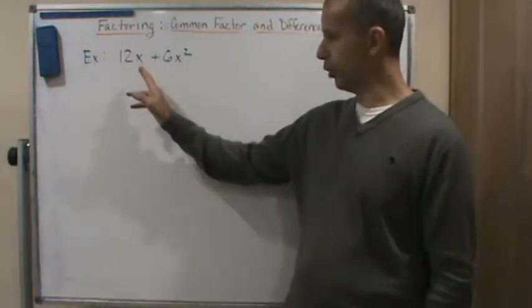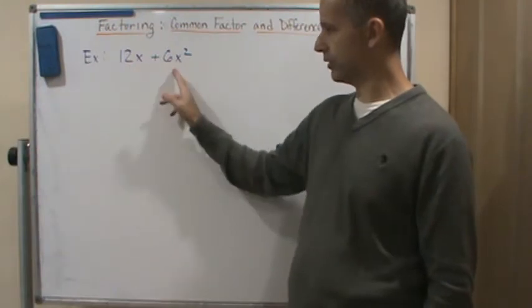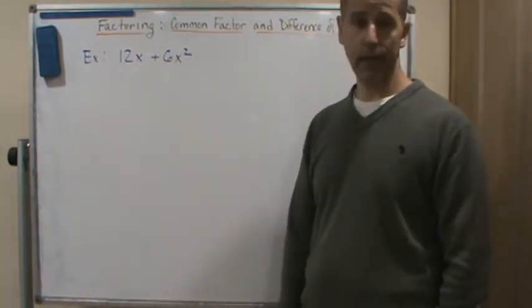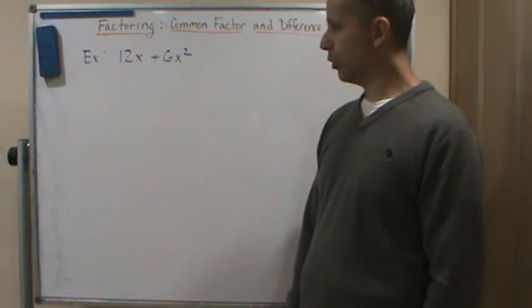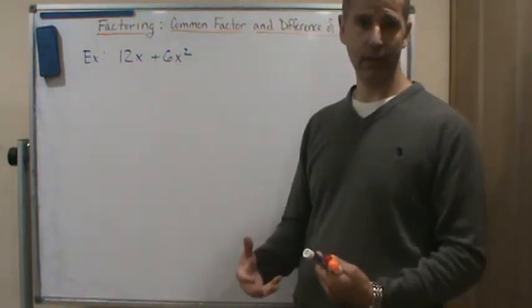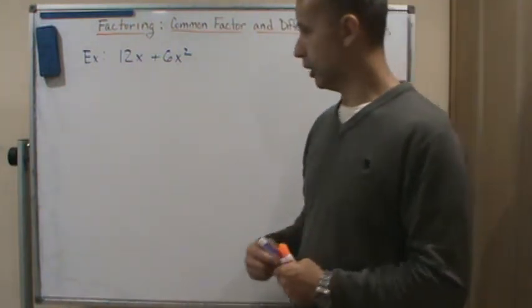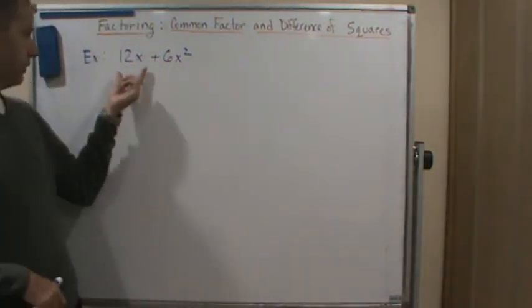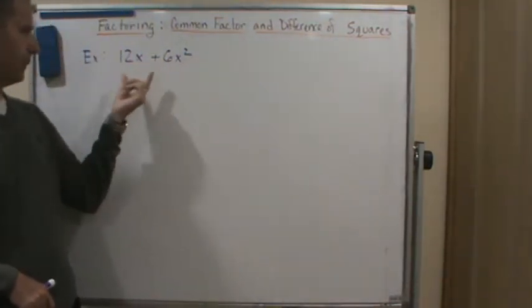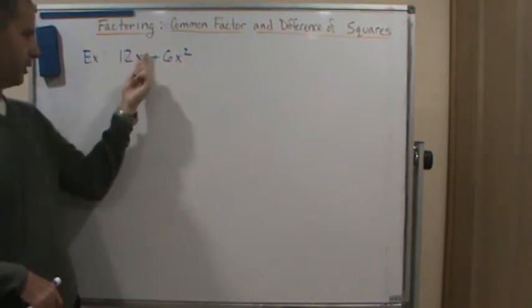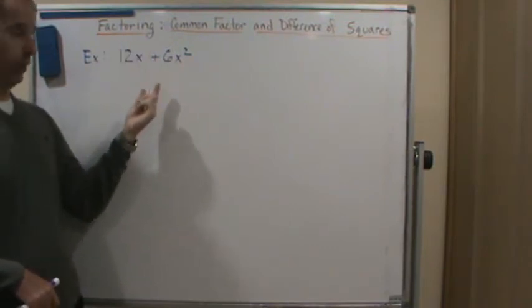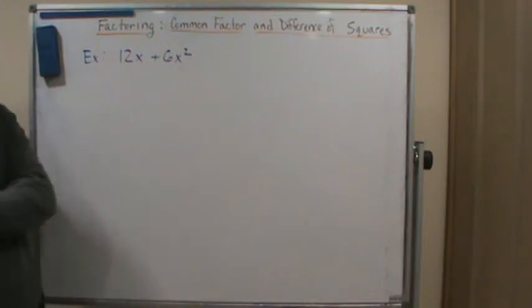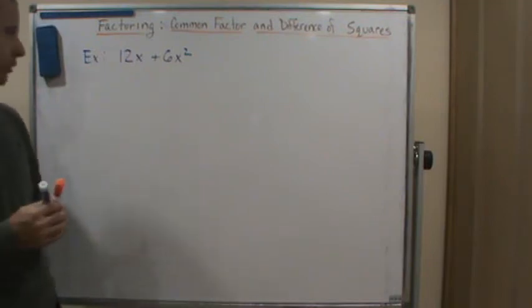So this is a binomial. We have two terms, right? So this is a binomial type of polynomial. And so we want to see if there's a common factor in both of these terms. So these are not prime, because we obviously have a factor greater than 1 here. We got a factor other than plus or minus 1 here. And so we want to see what the common factor is.